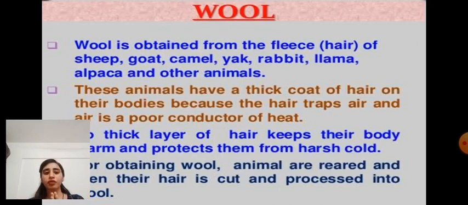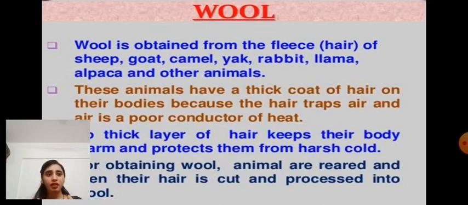For obtaining wool, animals are reared and then the hair is cut and processed into wool. Wool is commonly obtained from sheep, and sheep are reared in many parts of India for getting wool. In Rajasthan and Punjab, good quality wool is obtained, and the name of the breed of that sheep is Lohi, L-O-H-I.